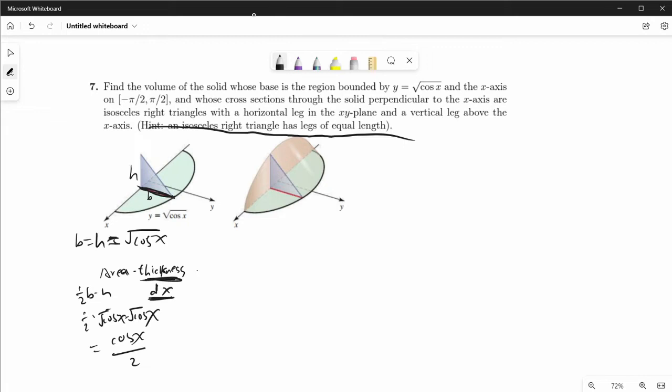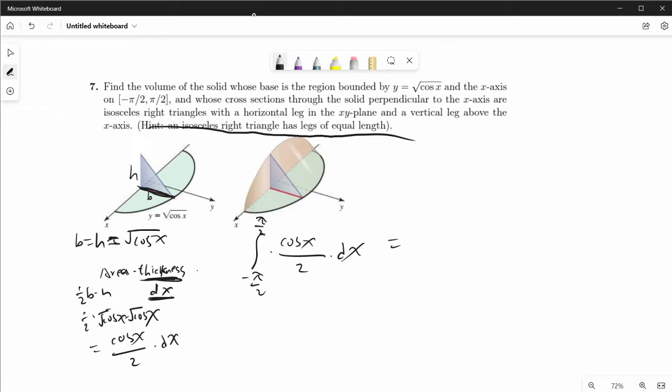So that's the volume of a single triangle slab. But when we put it all together, we can just use an integral to get the whole volume. So the integral from negative pi over 2 to pi over 2 of cosine x over 2 times dx. That's just the volume of one slab, and I'm integrating over all of them. It should be a pretty simple integration.